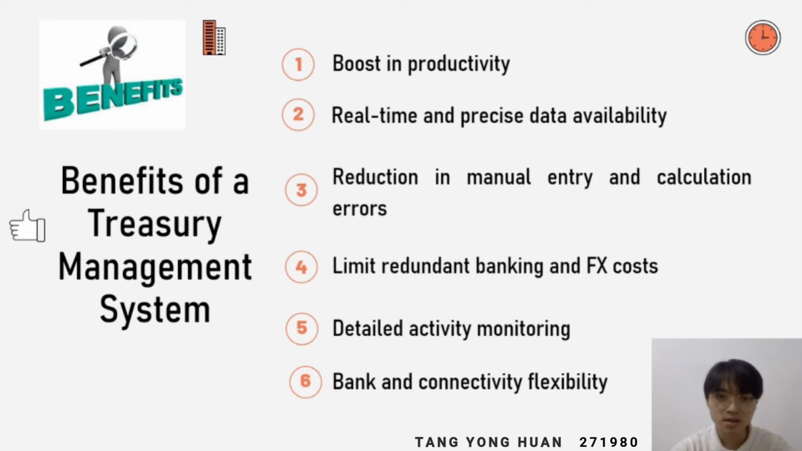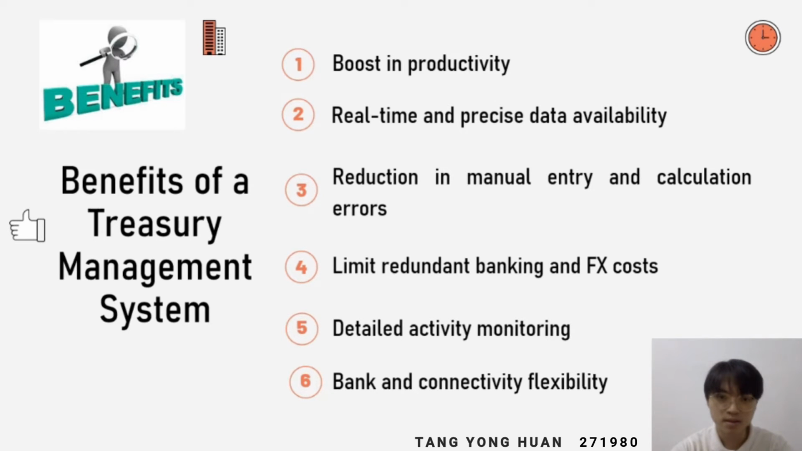The fifth is detailed activity monitoring. Transparency of user activity within a treasury management system allows central treasury departments to check any data alteration or payment trail. Additionally, activity trails can be extended through communication with banks and beneficiaries if needed.